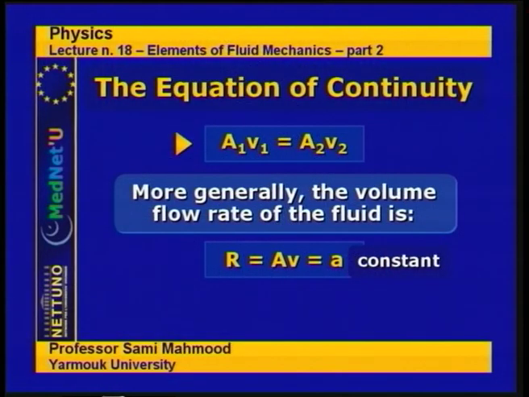So that gives us the equation of continuity, and this equation can be rewritten as the rate of change of the volume is constant. R is equal to A times V, because A1 V1 equals A2 V2 at any other point. So the general term A times V is a constant. This is the equation of continuity.